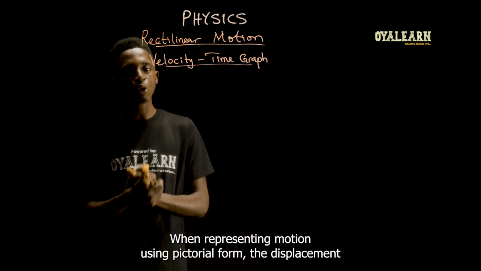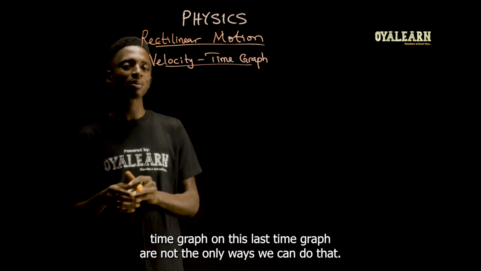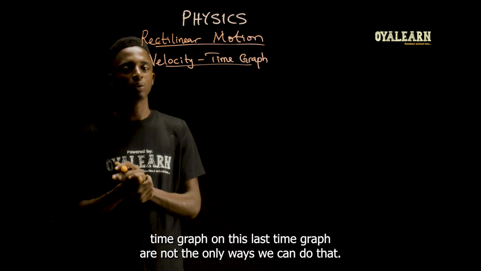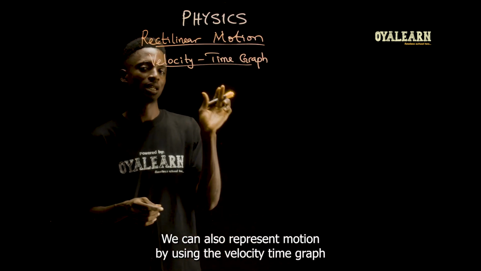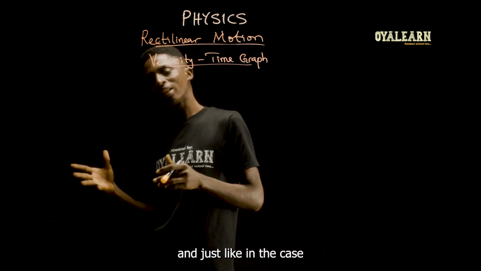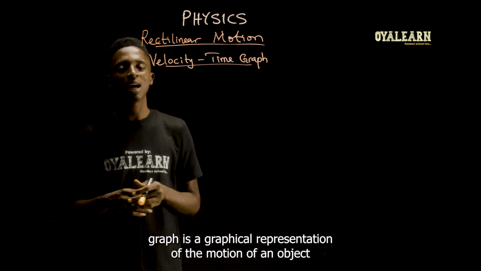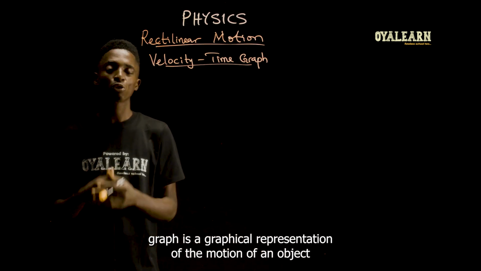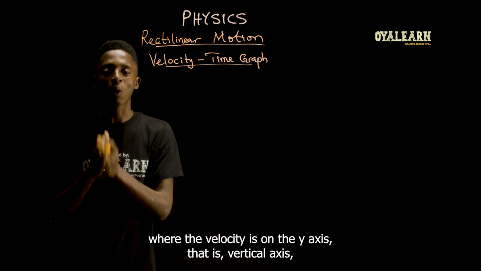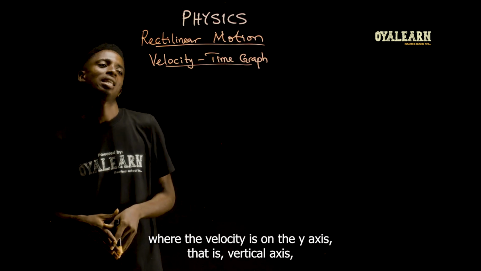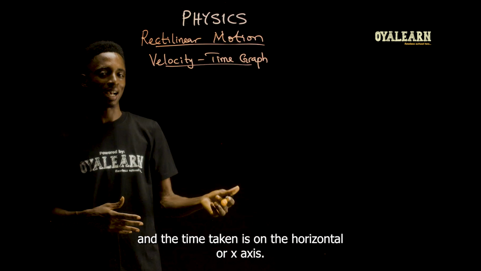When representing motion using pictorial form, the displacement time graph and distance time graph are not the only ways we can do that. We can also represent motion by using the velocity time graph. And just like in the case of the distance time graph and displacement time graph, the velocity time graph is a graphical representation of the motion of an object where the velocity is on the y-axis, that is the vertical axis, and the time taken is on the horizontal or x-axis.